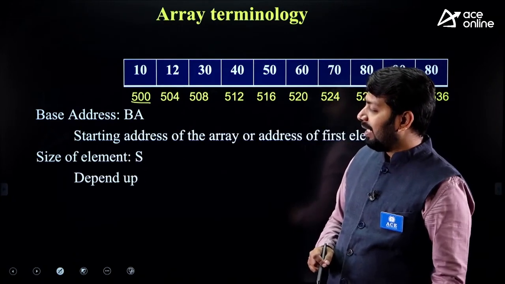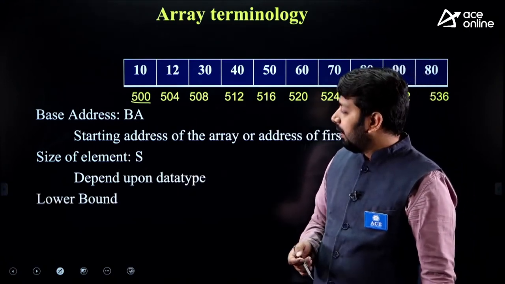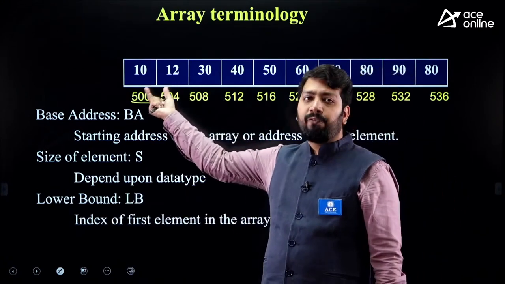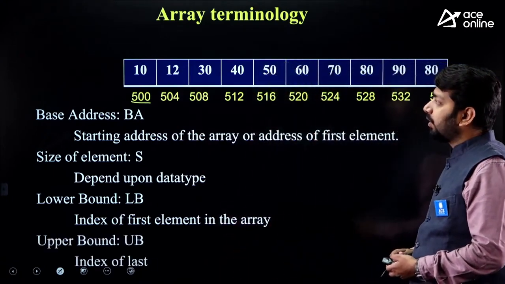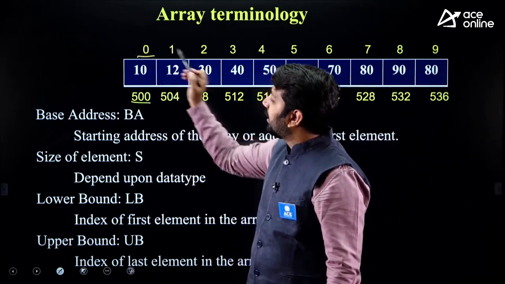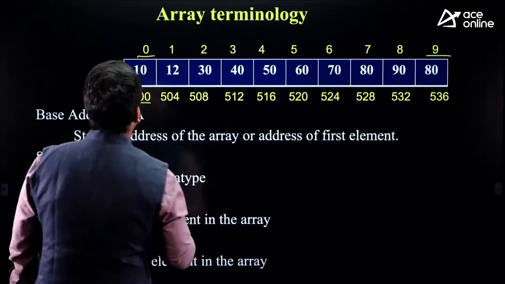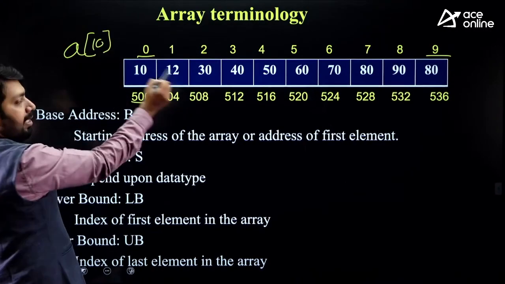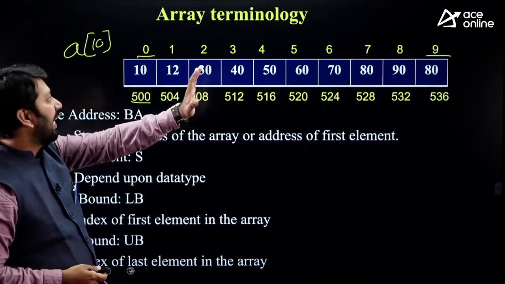Fine. Then the size of the element can be different based on the data type. Fine. Then lower bound is the index of the first element of the array. Upper bound is the index of the last element of the array. For example, here my lower index is 0 and my upper index is 9. And what is this? This is my array of size 10. Fine. Lower index is 0, upper index is 9.